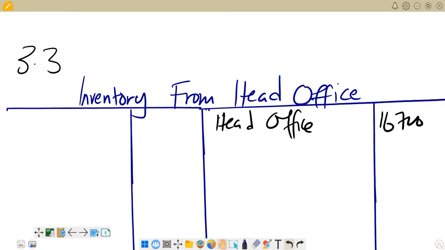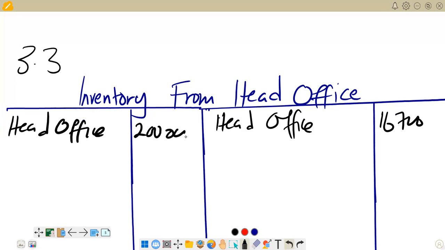So here we are. We are saying here we have got our head office, the inventory that came from head office, and it's 200,000. And also, the balance that will be there now is supposed to be transferred to the trading account.